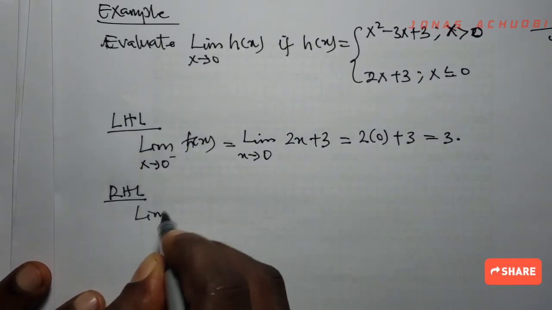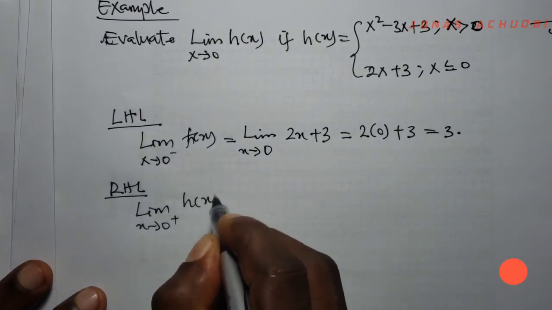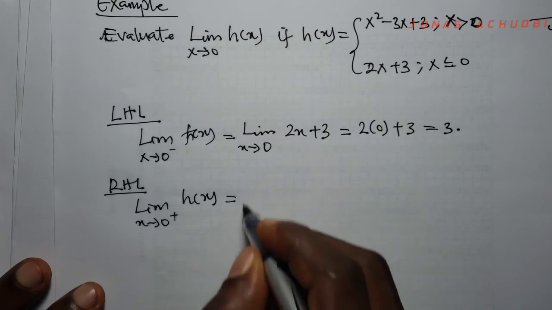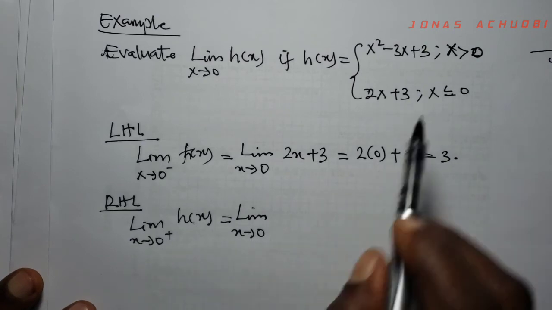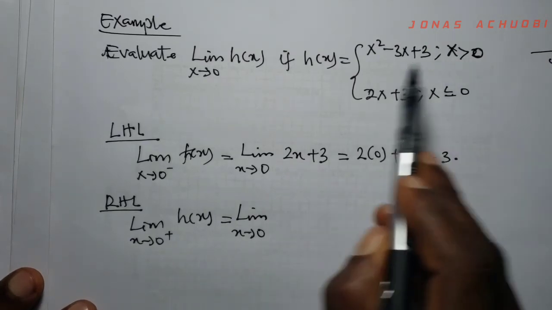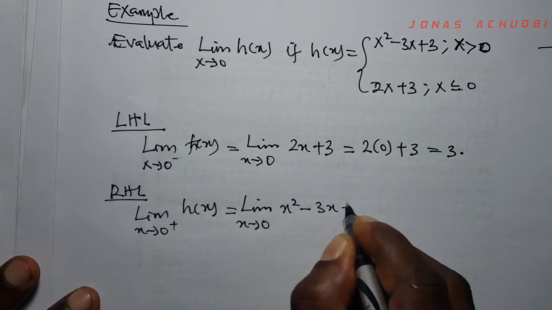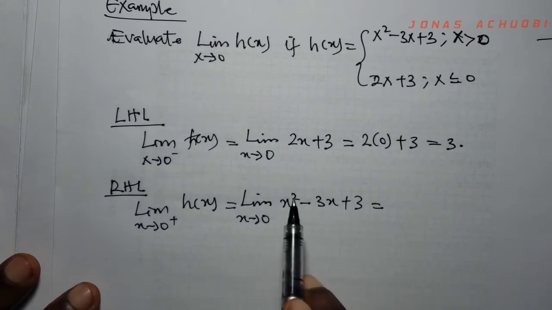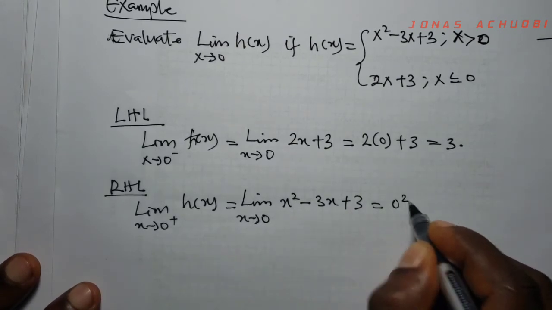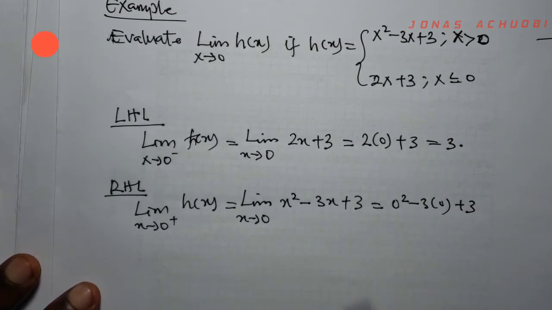So we're looking at the limit as x tends to 0 from the right of the function h of x. And that means on the right hand side of 0, the function is defined as what? x greater than 0 is defined as x squared minus 3x plus 3. Again, a polynomial function of degree 2. So the limit becomes 0 squared minus 3 times 0 plus 3. And this gives us, again, 3.